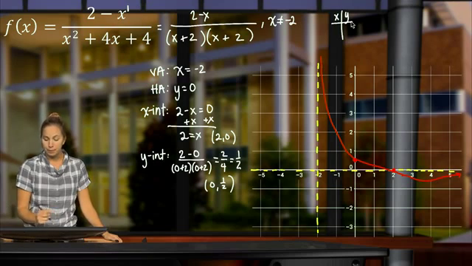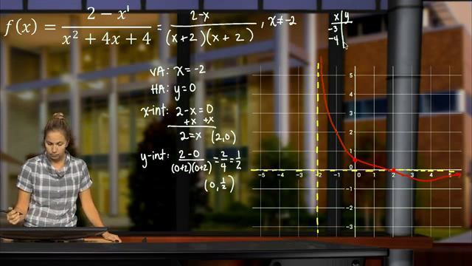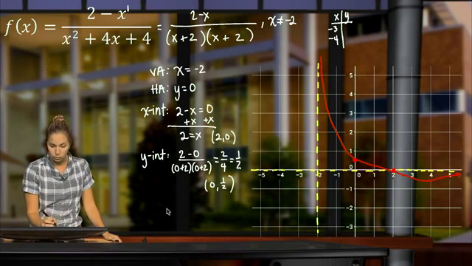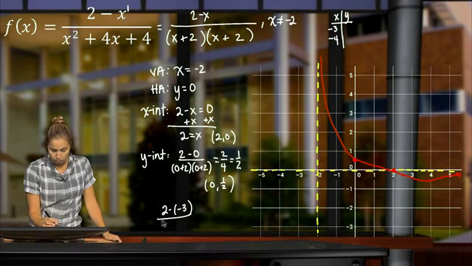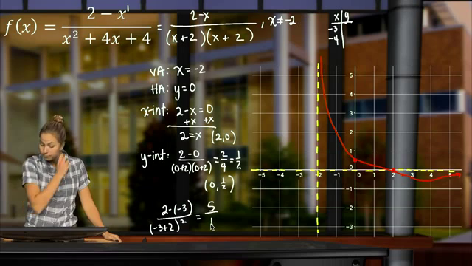To plot my left branch, we're going to plug in -3 and -4. And this one I don't have worked out, so I'll have to do this by hand. When I plug in x equals -3, we get 2 minus -3 over -3 plus 2 squared. That's 5 over 1, or 5.